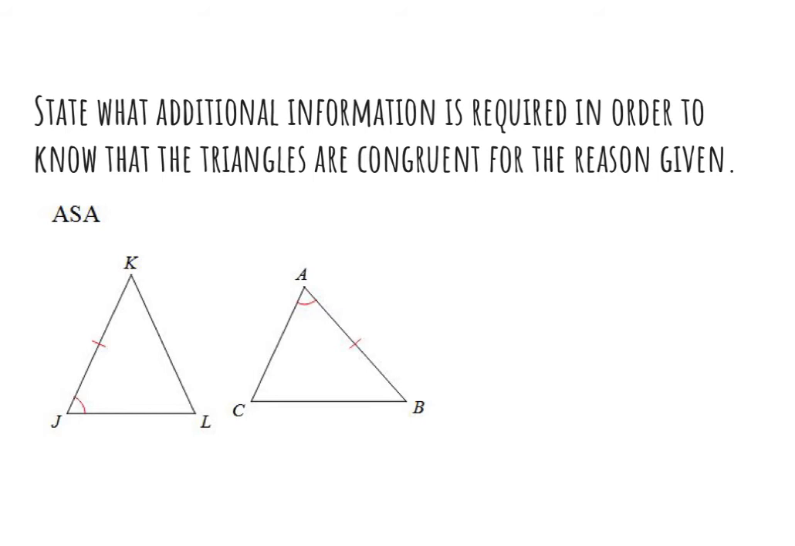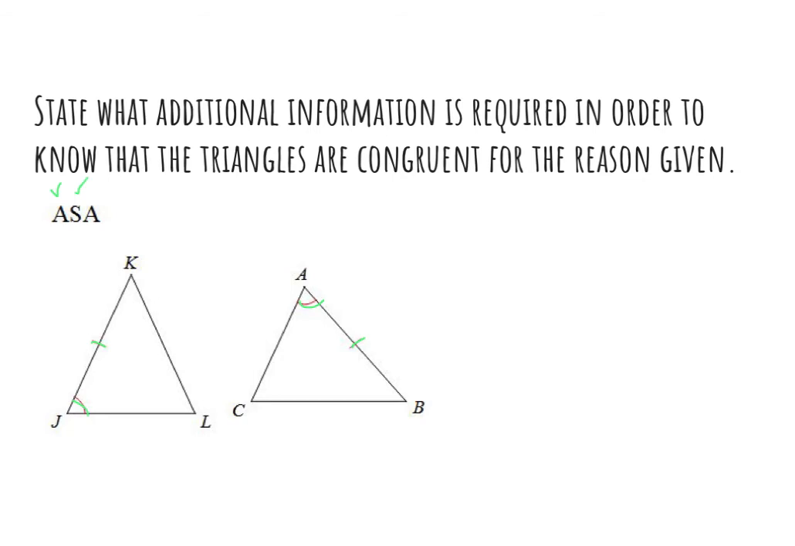Now in this example, we want to state what additional information is required in order to know that the triangles are congruent for the reason given. So we are told that one angle is congruent to the other, and we are told of a side. So we have A and we have S. We just need a second angle.